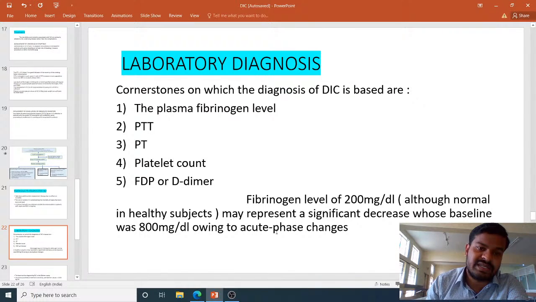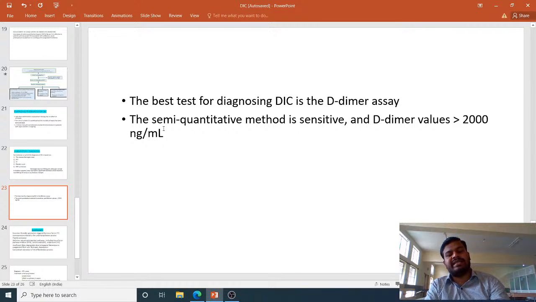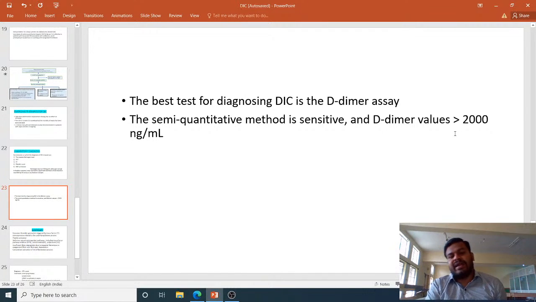The best test for diagnosing DIC is the D-dimer assay. So definitely keep in mind, it can be asked as an MCQ. So the best test in diagnosing DIC is the D-dimer assay. And the semi-quantitative method is sensitive, and D-dimer values of more than 2000 nanograms per ml is diagnostic. So we should keep in mind, D-dimer values of more than 2000 nanograms per milliliter is diagnostic.